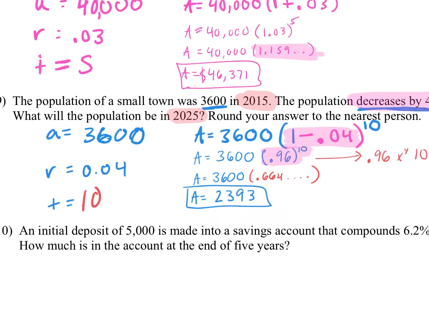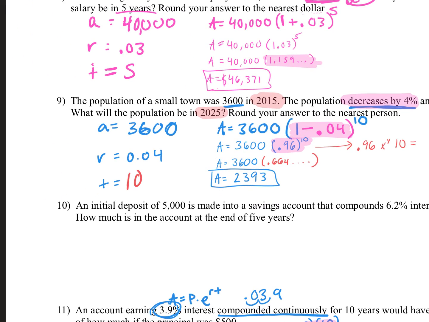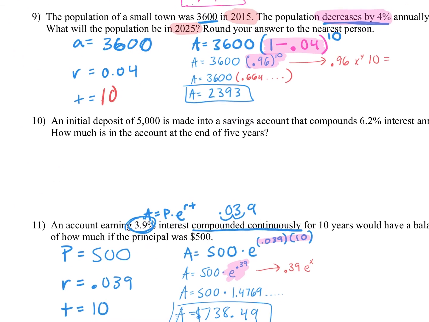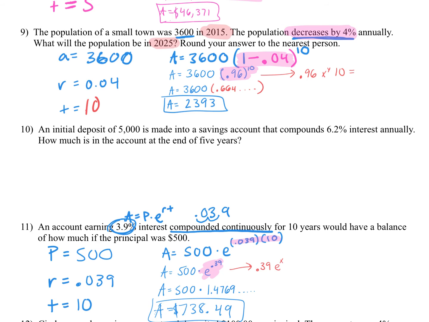All right, we did 9 together in class, so let's look at 10. An initial deposit of $5,000 is made into a savings account that compounds 6.2% interest annually. How much is the account at the end of 5 years? Does it say compounded continuously? No. So we're still using that formula from above. So A, R, and T is what we need to find.